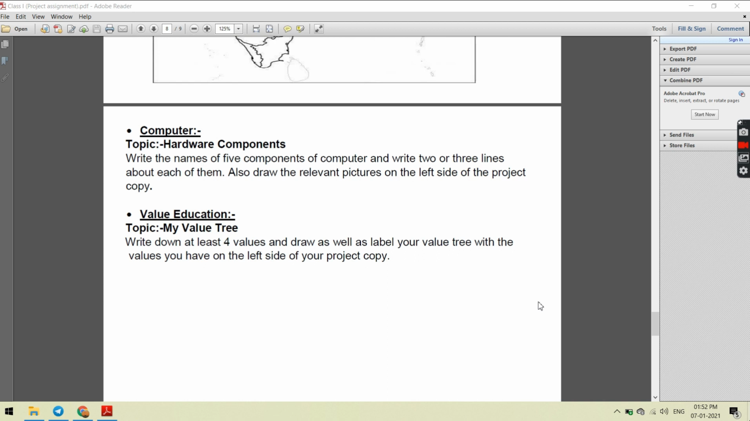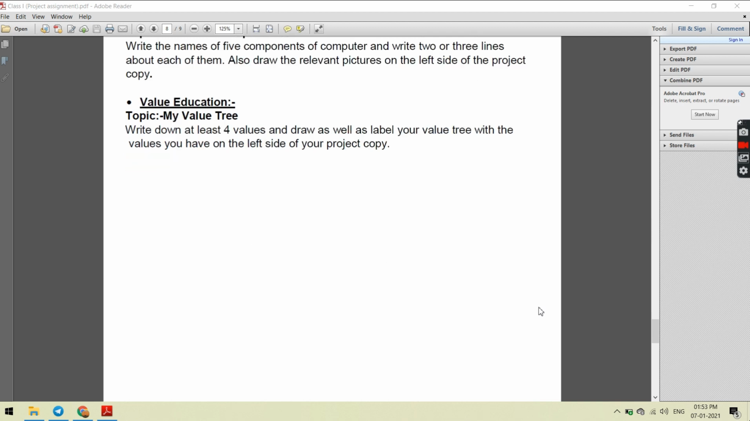Next, computer. Topic, hardware components. Write the names of 5 hardware components of a computer and write 2 or 3 lines about each of them. Also draw the relevant picture on the left side of your project copy. Next, value education. Topic, my value tree. Write down at least 4 values and draw as well as label your value tree with the values you have on the right side of your project copy.